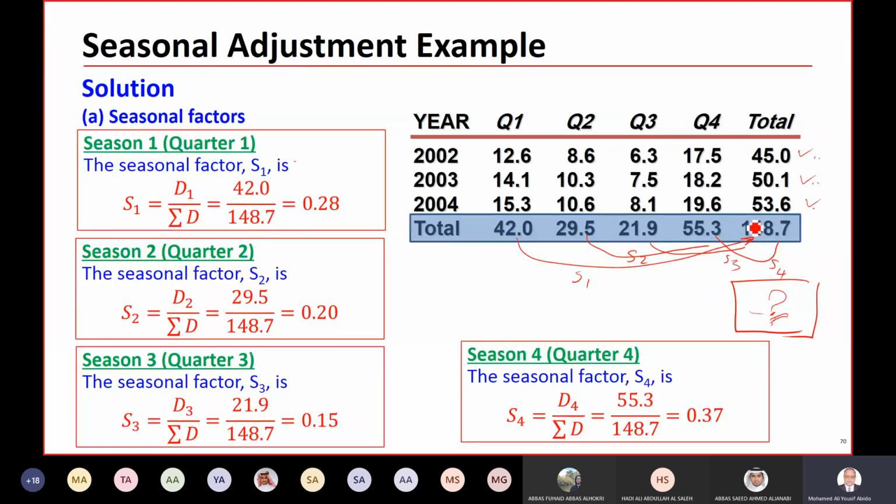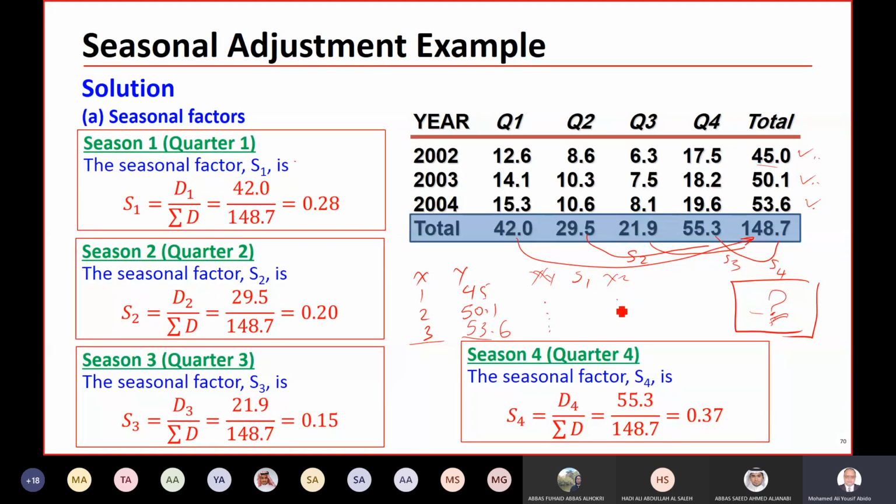45, 45, 50.1, 53.6. We can say, let us take the linear regression method. You have period 1, and this is a demand. Period 2, this is a demand. You have here X, and you have here Y: 1, 2, 3. So this is 45, this is 50.1, and this is 53.6. Can we get the average here? Can we get XY, X multiplied by Y? Can we get X square?